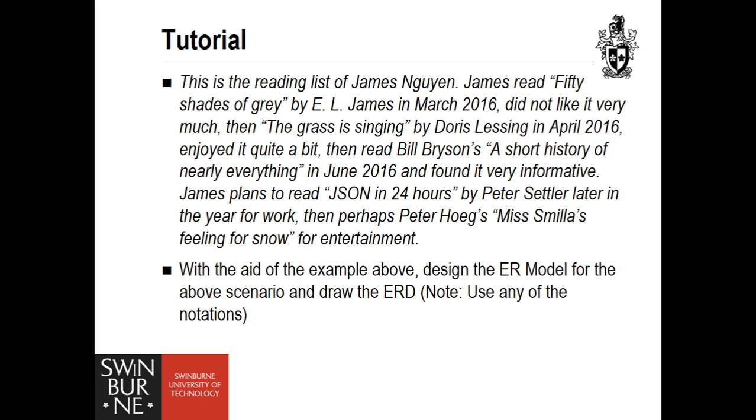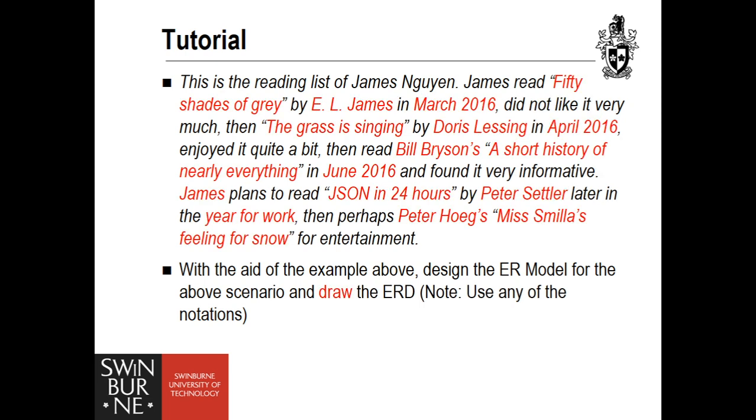Given this kind of situation, this is the read list of James Reed: 50 Shades of Grey by E.L. James in March 2016. Did not like it very much. Then The Grass Is Singing by Doris Lessing in April 2016, and it's quite a bit. Okay, in this tutorial, the first thing is you need to highlight which one is important. In this case, I highlight this one.